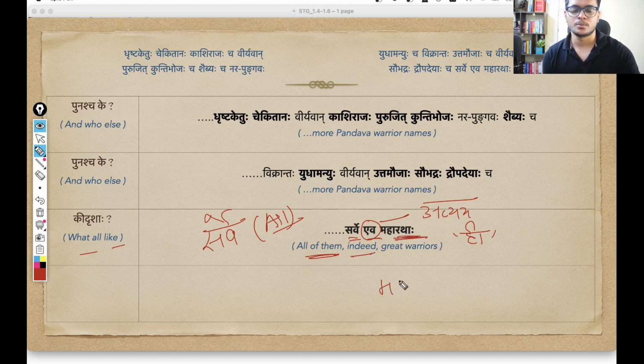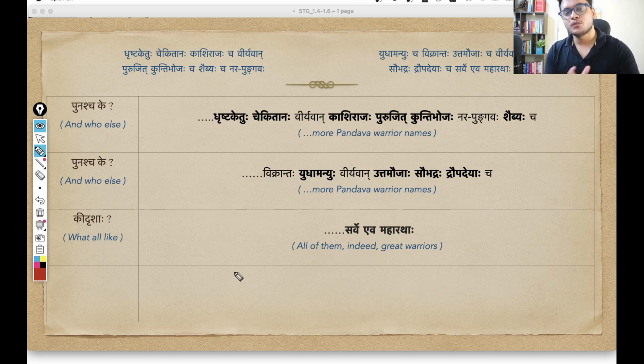We already know the word maharatha. Maharatha simply means a very skillful warrior, a warrior ranking given to a very skillful warrior, and in plural, maharathaha. So Duryodhana mentioned all of these warrior names and then concluded by saying Sarve eva Maharathaha: all of these names that I took, all of them indeed are great warriors, brilliant warriors, amazing warriors. This is the entire gist of this shloka.